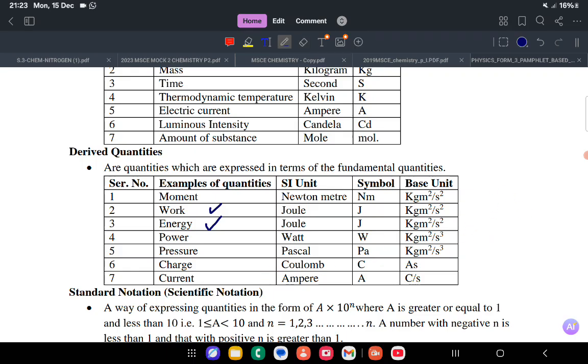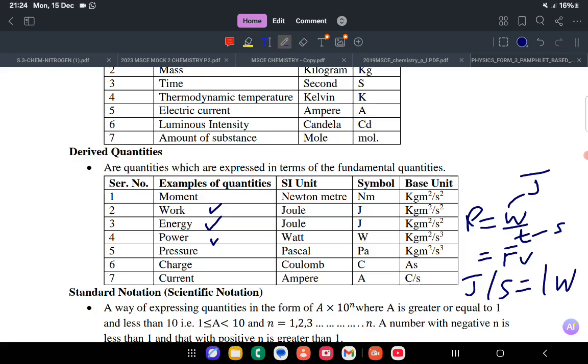Another one is power. Remember, power is work done divided by time, also defined as force multiplied by speed, or F times v. All right, so since we are talking about joules, work done is in joules and time is in seconds. The SI unit of power is joule per second, which is called a watt.